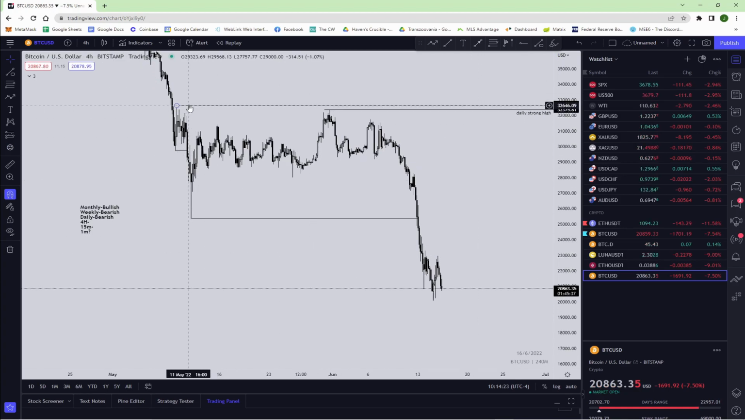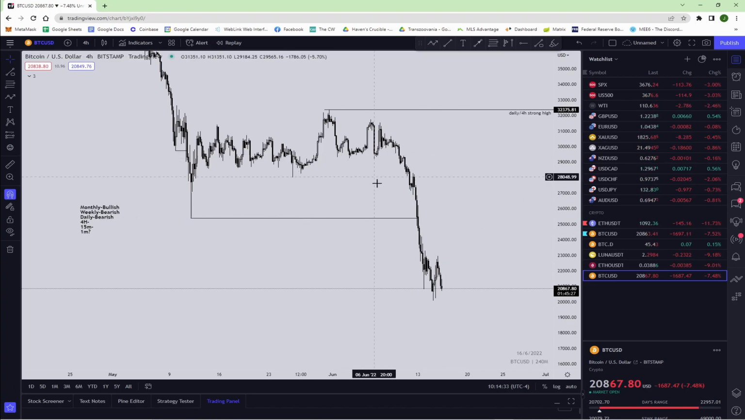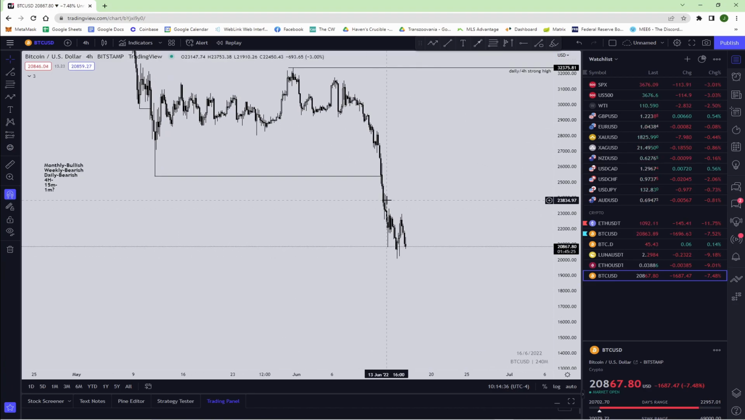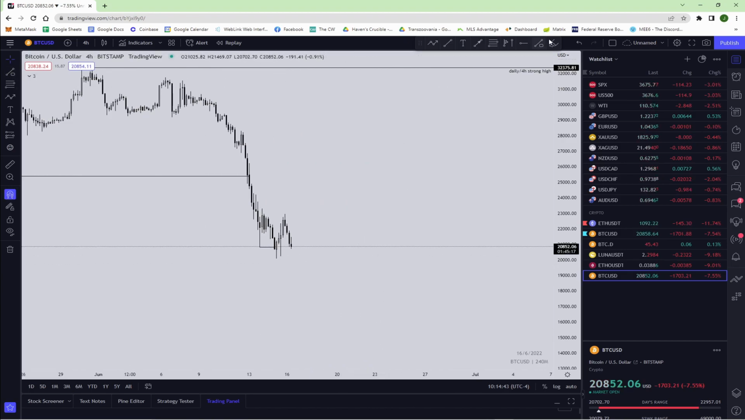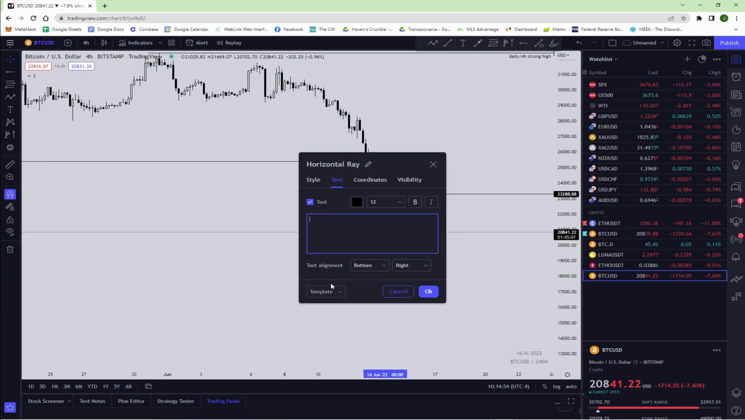Where's our high? Not there. Right now, our high becomes the same as the daily. So daily and 4 hour strong high. We continue down. We had a pullback right here. Break of structure, 4 hour. Where's our high? Right here. So now, as you can see from the 4 hour, we have a 4 hour strong high here, which I don't have a template for. 4 hour strong high.